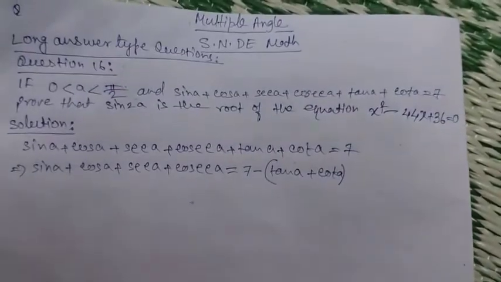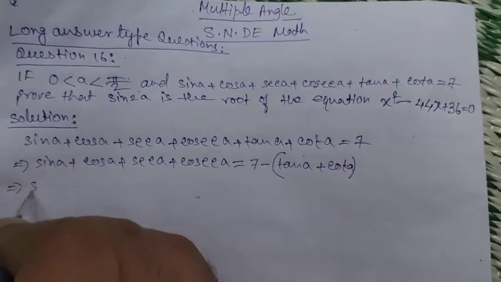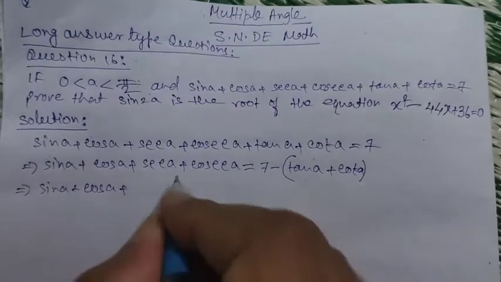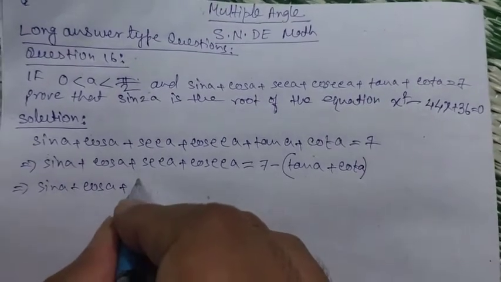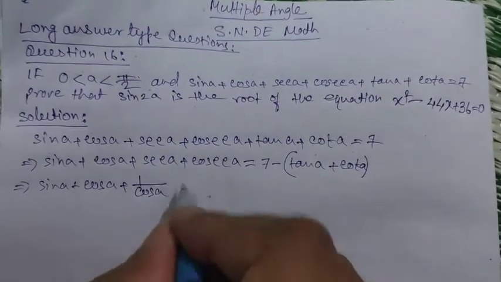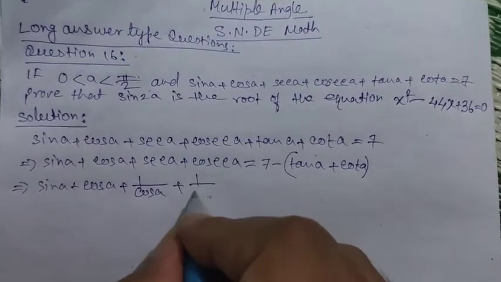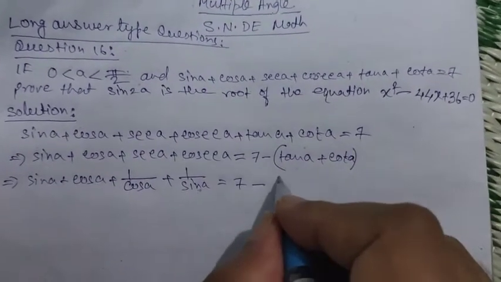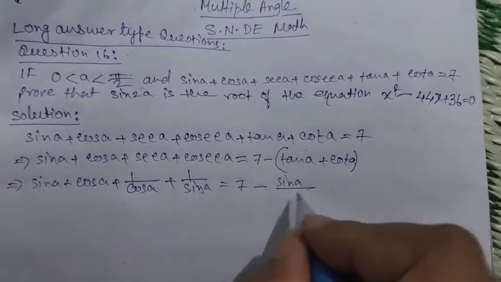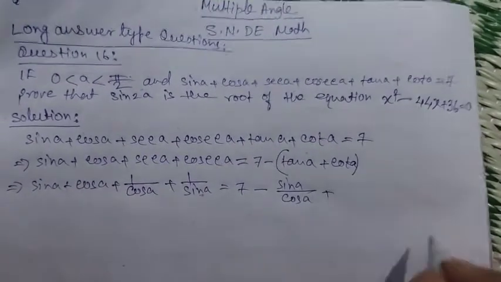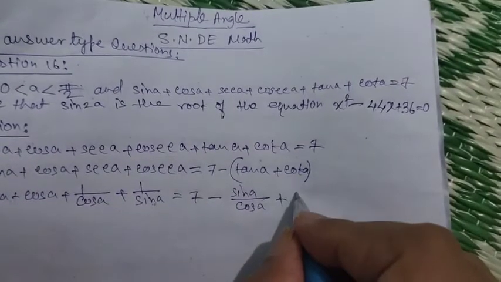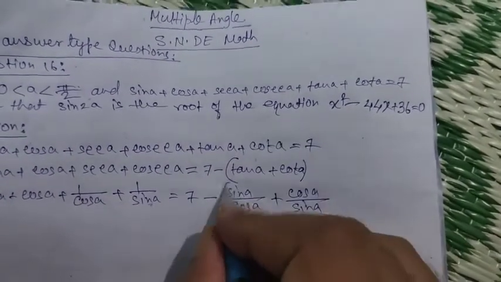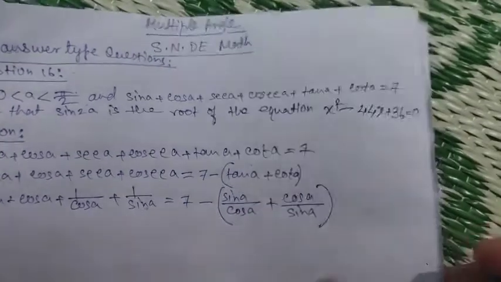Now next, sin a plus cos a plus sec a we can write as 1 by cos a, and cosec a we can write as 1 by sin a. In a similar way, on the right side 7 minus tan a we can write as sin a by cos a, and cot a we can write as cos a by sin a.